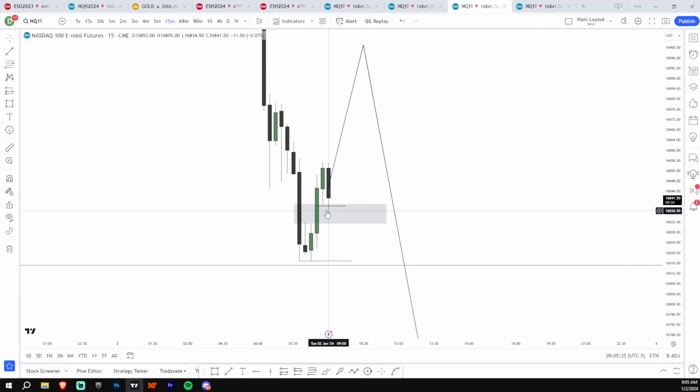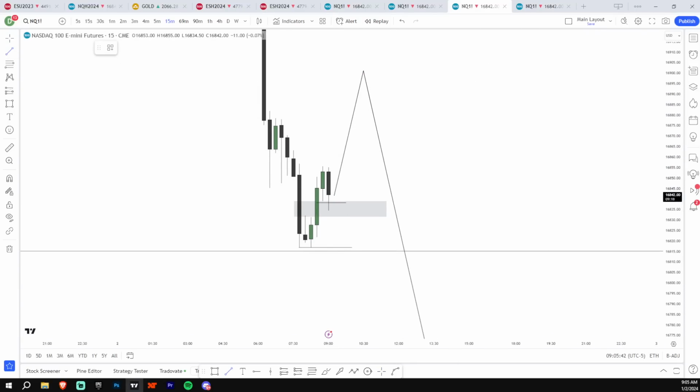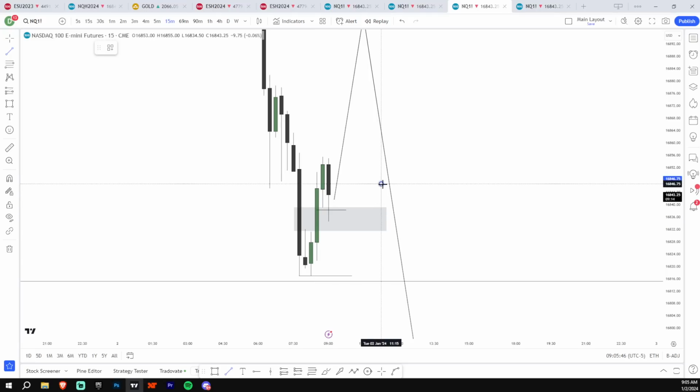Again, you may see us bounce off here just because of how low we are, but just remember, the draw is still bearish here. And this is a BPR as well.